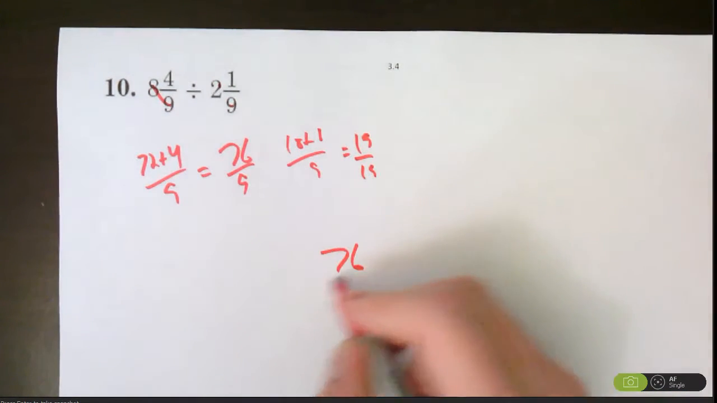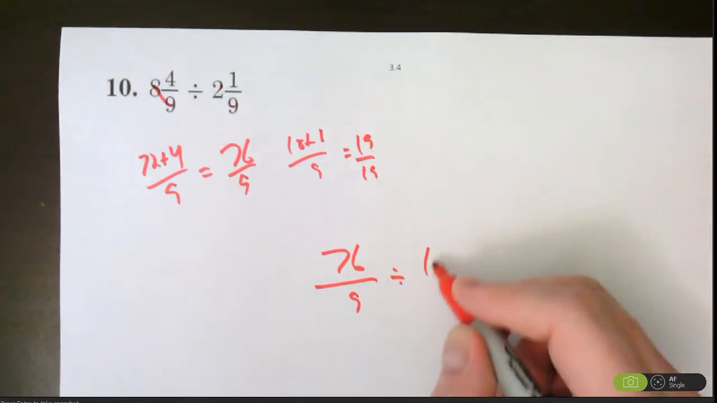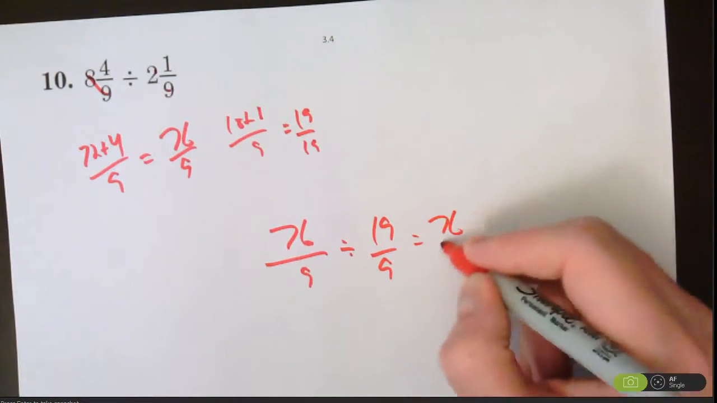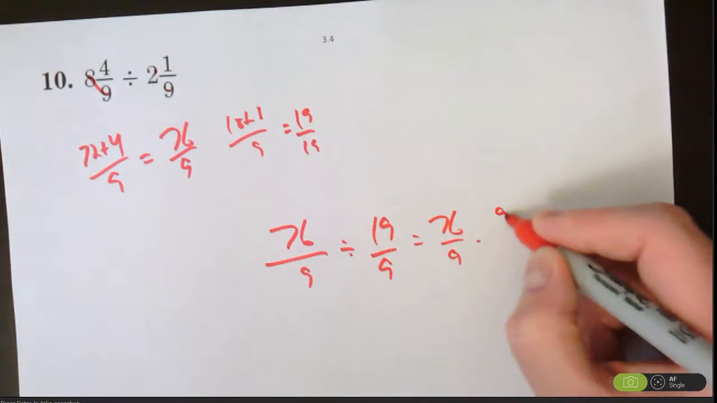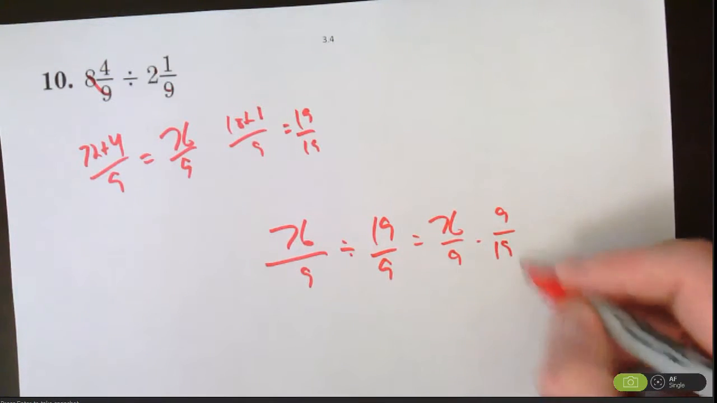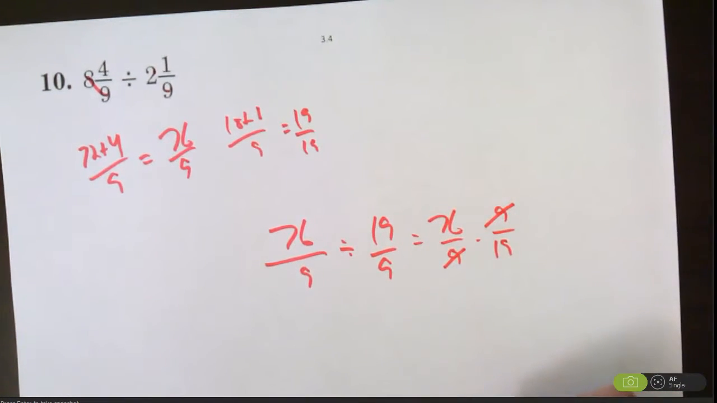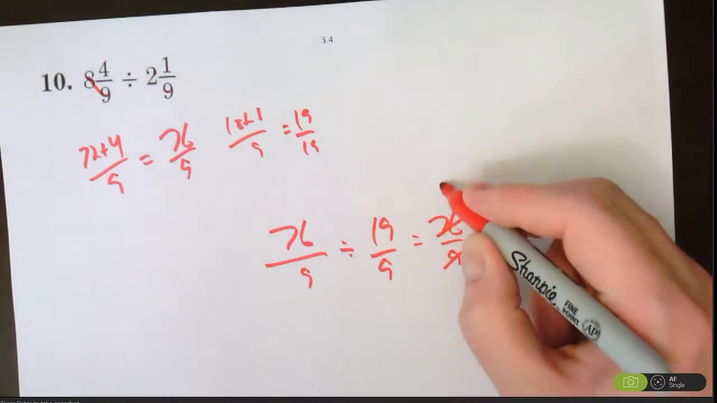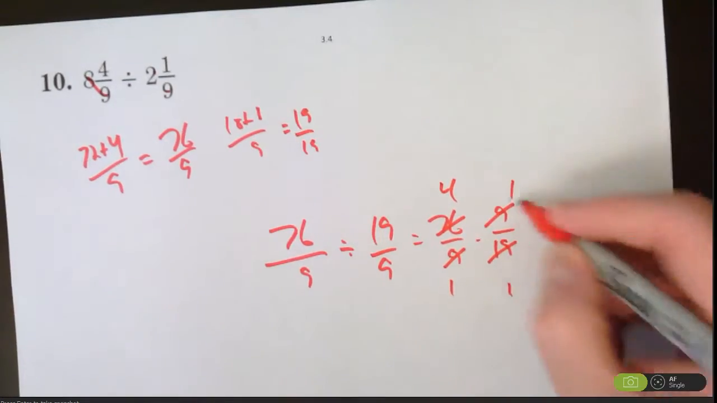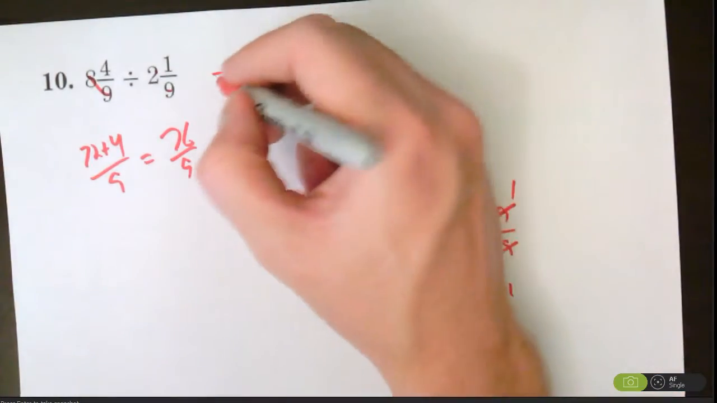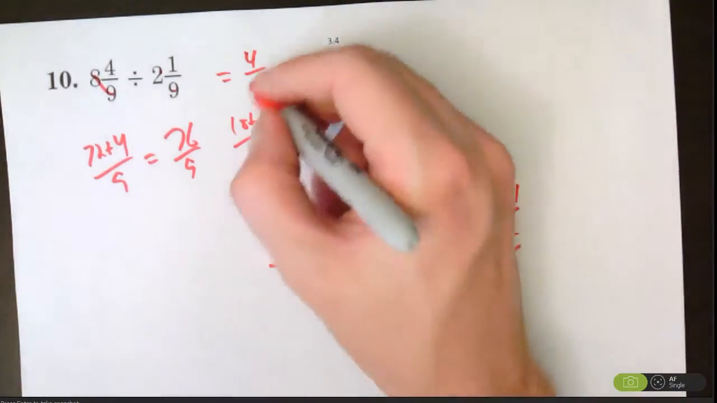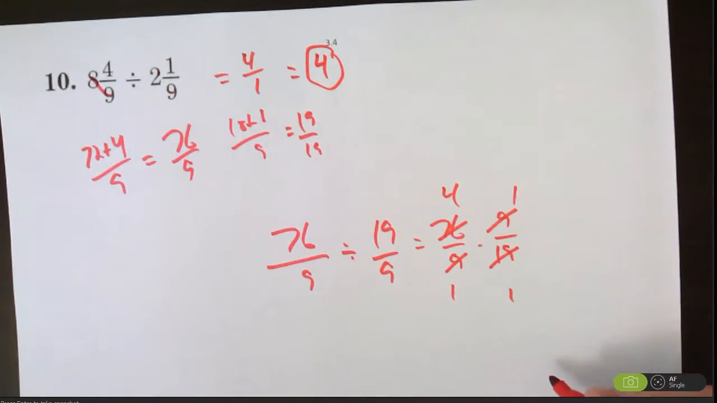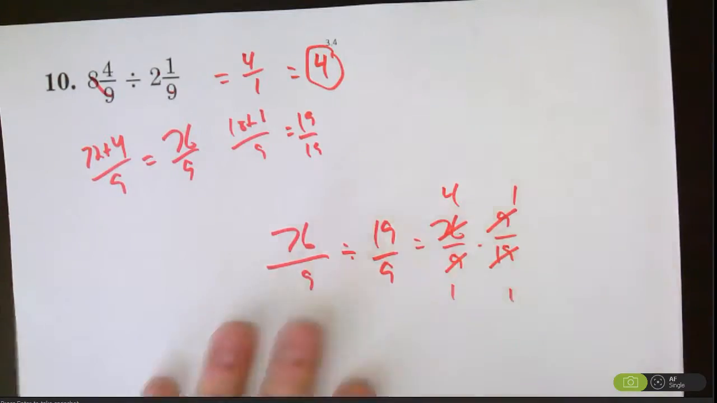So we have then 76 over 9 divided by 19 over 9, which is really 76 over 9 times 9 over 19. Those both cancel, the 9's do. And actually even the 19 and the 76 do, because this is 4 and 1. So we have 4 times 1, which is 4. 1 times 1, which is 1. So overall, this is 4. So that one worked out really nicely.